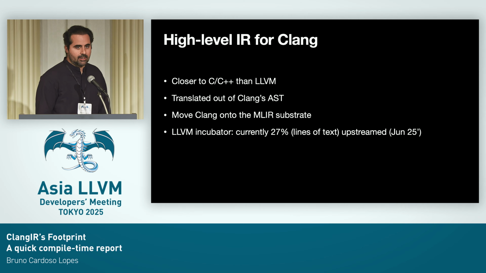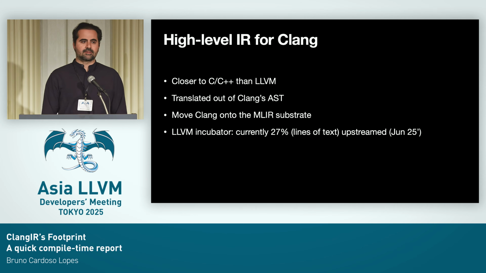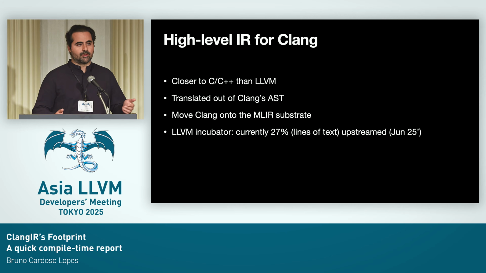So, a brief background here. What is ClangIR? ClangIR is a new IR for Clang that sits between ClangAST and LLVM IR. So if you're looking at the traditional way Clang usually builds your final object codes, you're going to go from AST to ClangIR, ClangIR to LLVM, and then traditional passes.